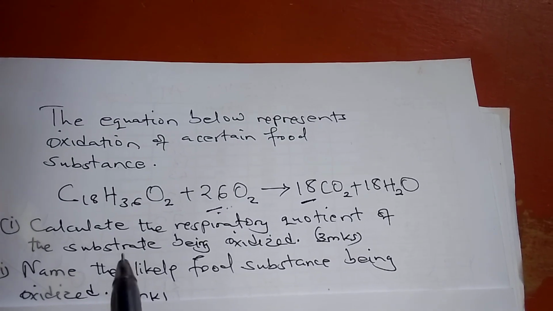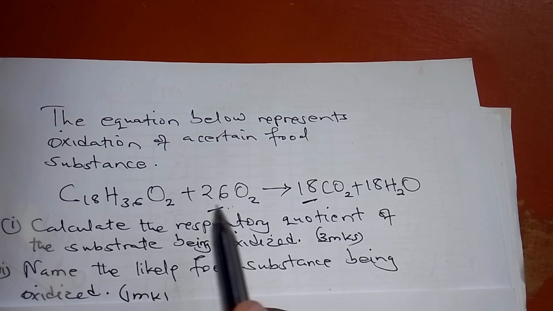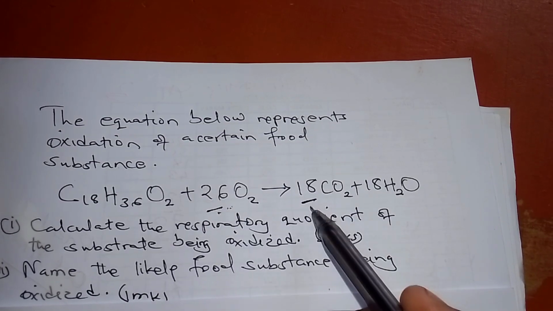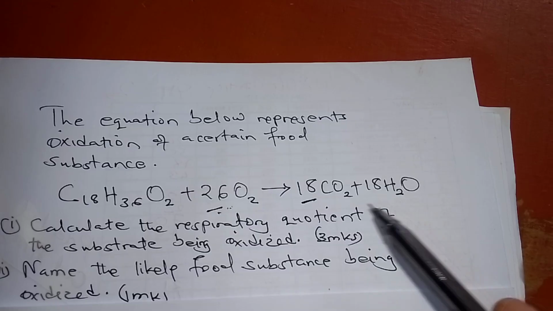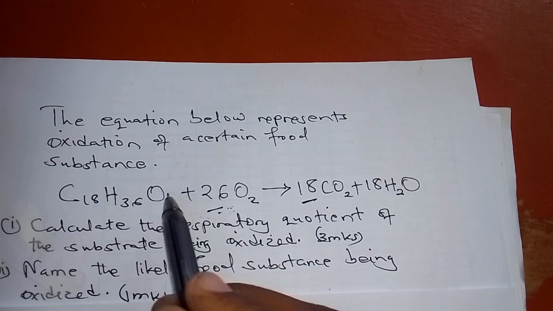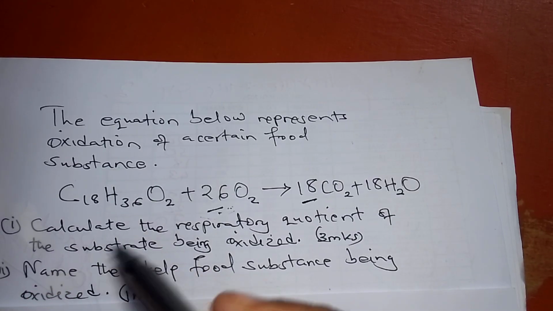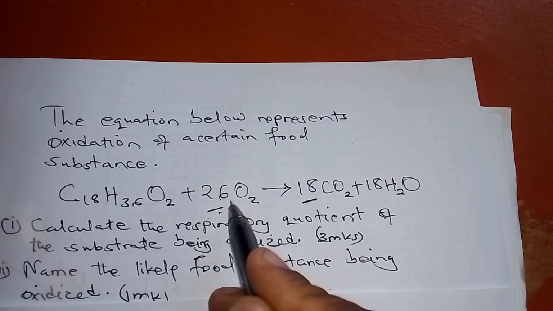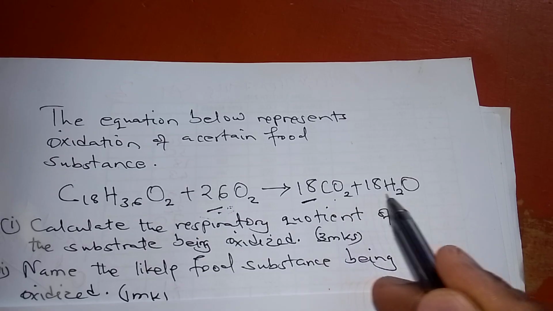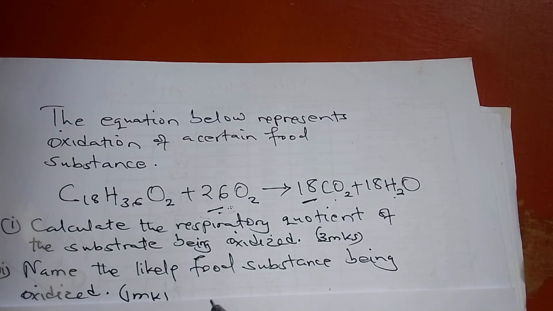Now, in respiration, we know that glucose will react in presence of oxygen to give us energy, and of course carbon dioxide and water. That is why we have this one to be oxygen. Sometimes this one is represented by the glucose. So it will react with the oxygen to give us carbon dioxide, water, and ATP. That is energy. Now let us look at this one.